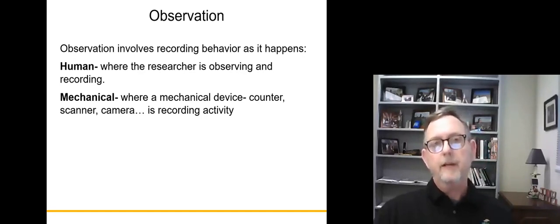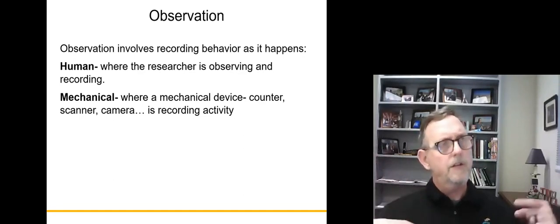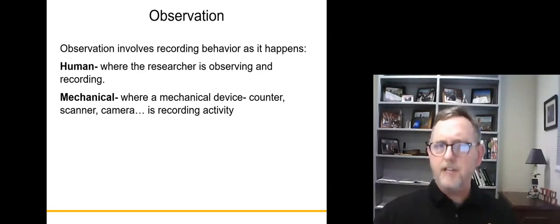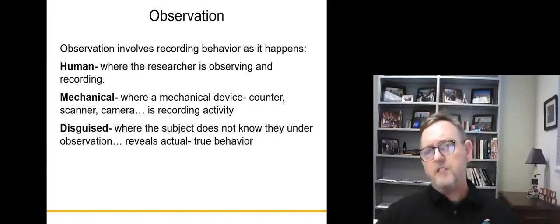A mechanical form of observation would be if we used a video camera or some type of tracker that helped mechanically measure the behavior that's taking place. So a mechanical device is used.